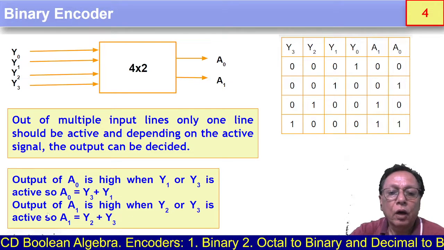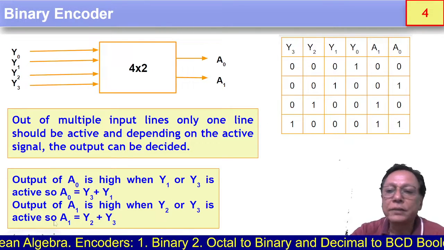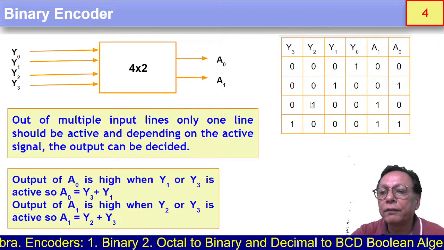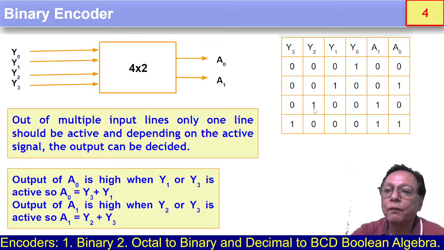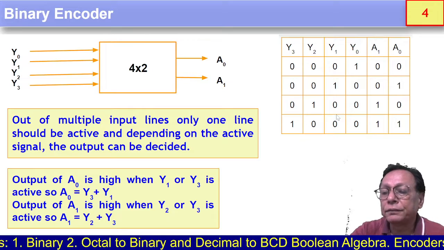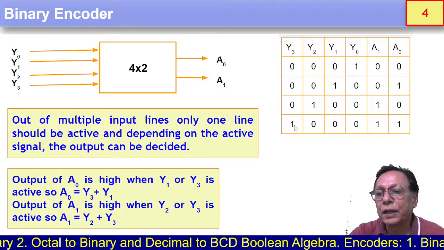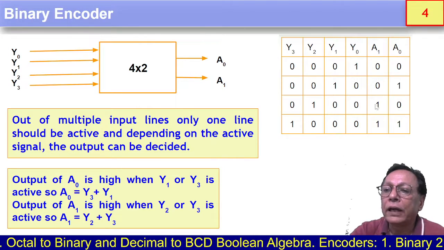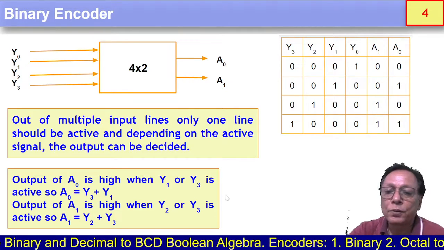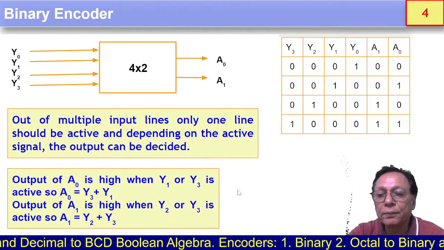Okay, the output of A1 is high when Y2 or Y3 is active. Out of any of the signals, either Y2 is active or Y3 is active. In that case, your A1 output is high. So using these signals, you can draw the logic circuit diagram.